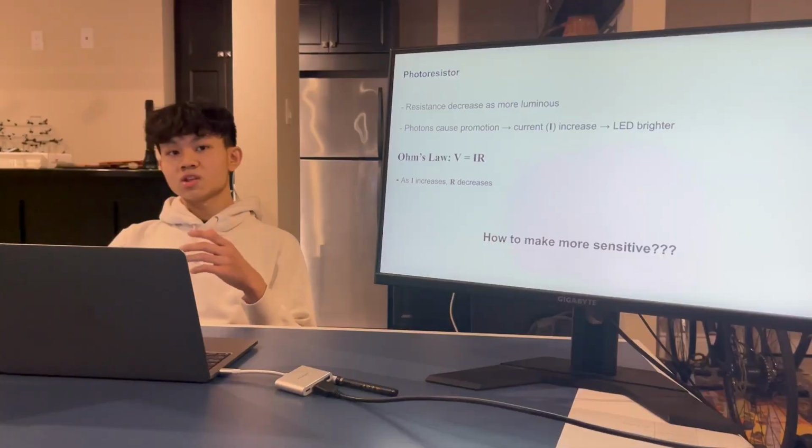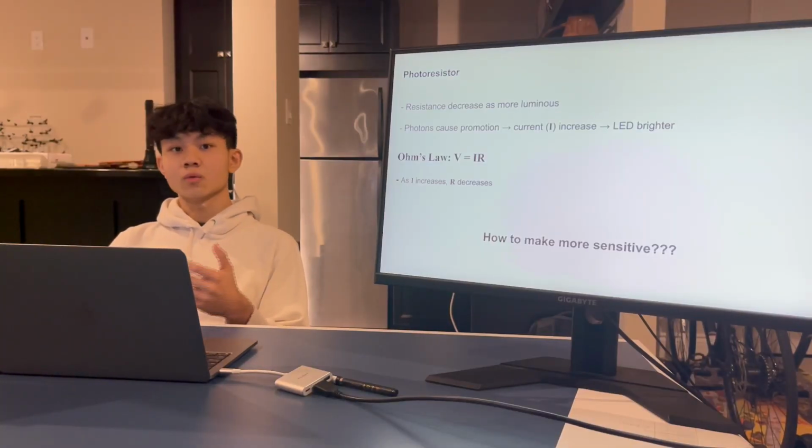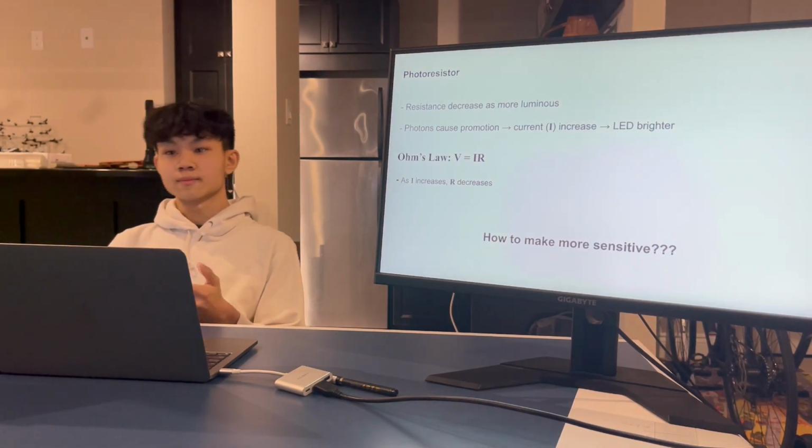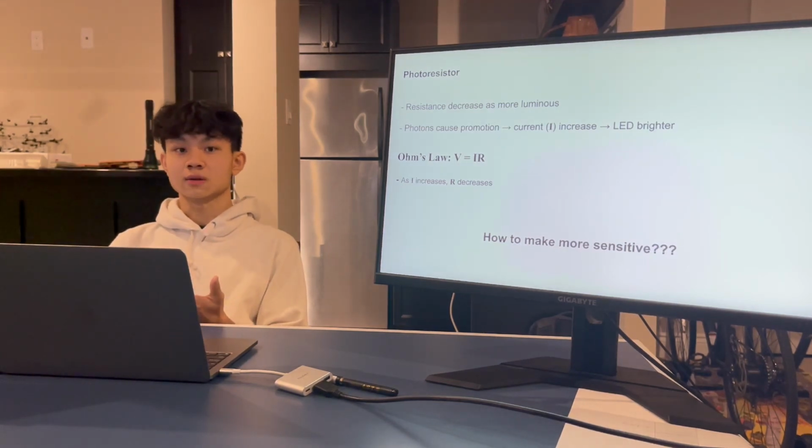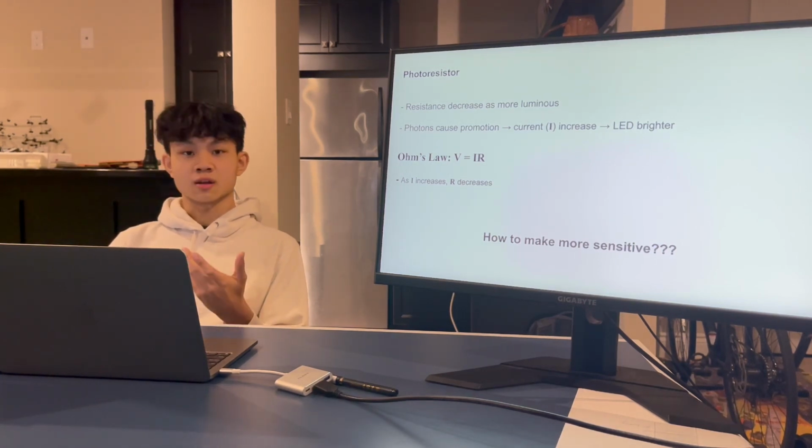So its resistance actually decreases when the photoresistor receives light, or under luminous conditions. And the principle behind it is actually very, very similar to the solar cell that we just talked about. Anyways, let's look at a specific example here. So let's talk about silicon, right?